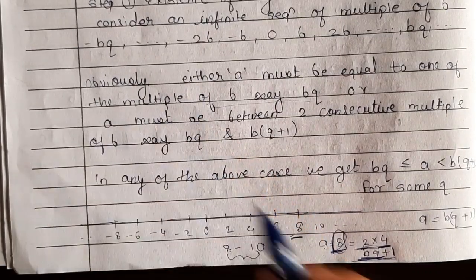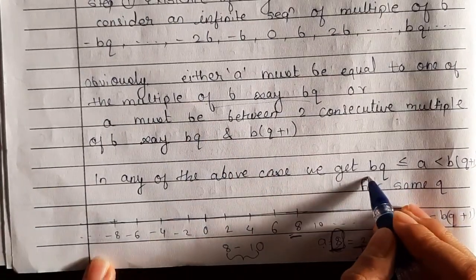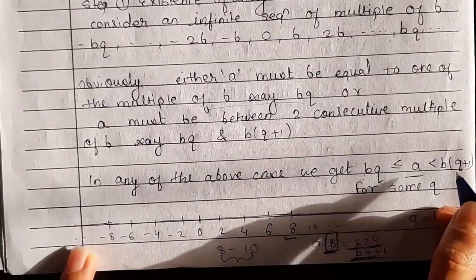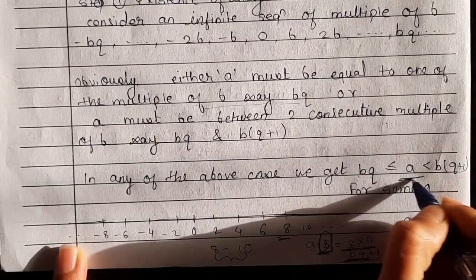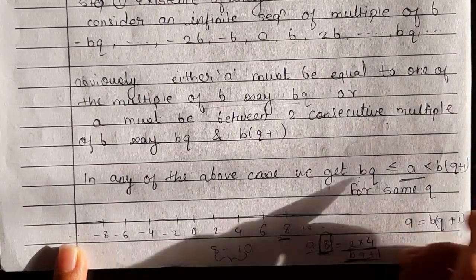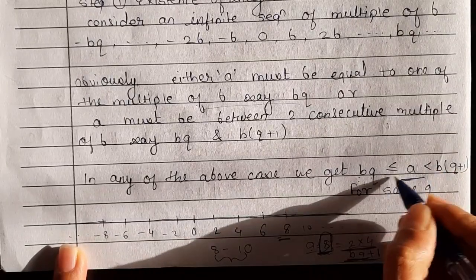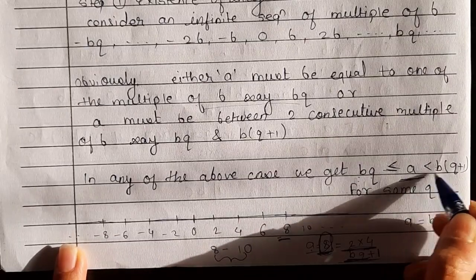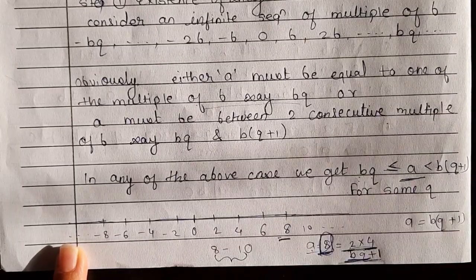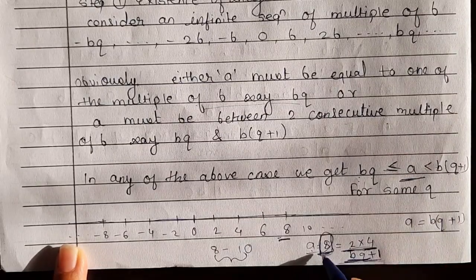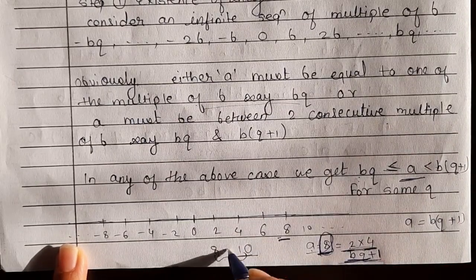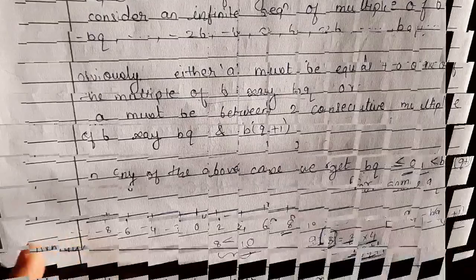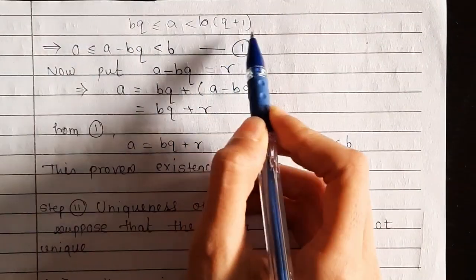From this, we write that a is between bq and bq plus 1, meaning a is equal to bq or it is greater than bq. So here we write the less than or equal to sign, and it is strictly less than bq plus 1. It is not equal to, because 8 is not equal to 10, it is strictly less than 10. So that's why here we write the less than sign. This is the inequality we got.